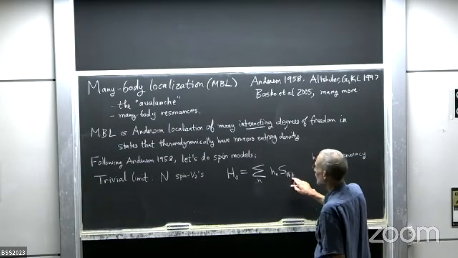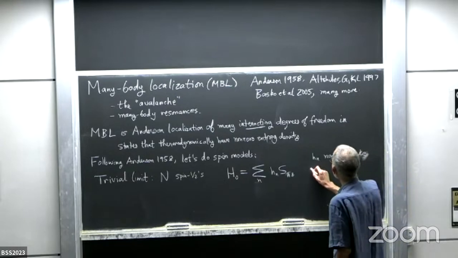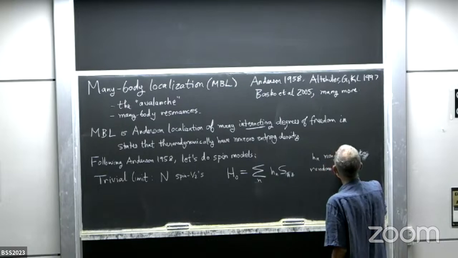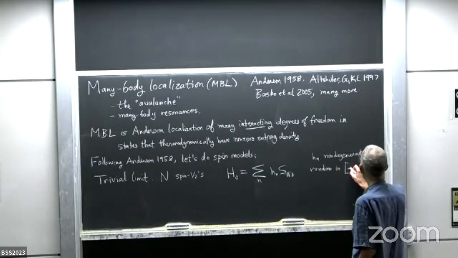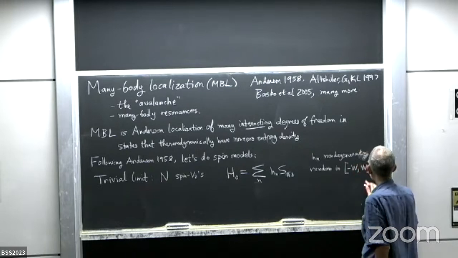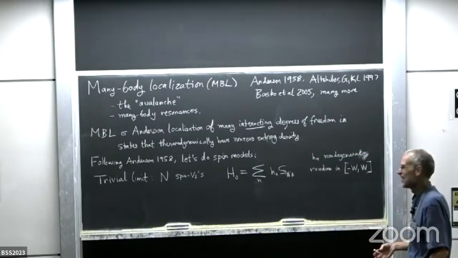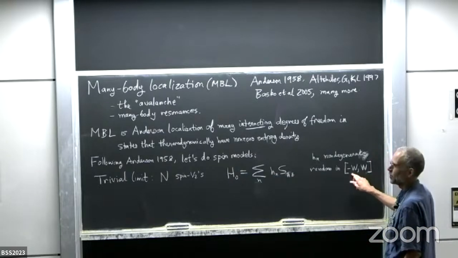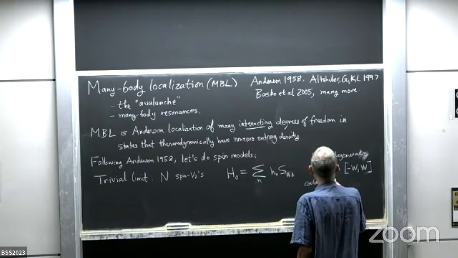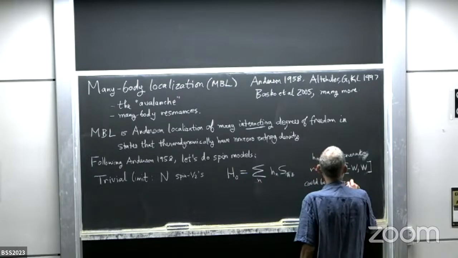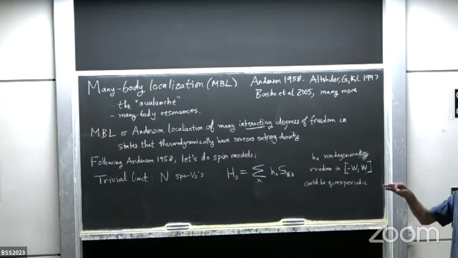Here n labels the spin and S^z is the z component of the spin. I want my h_n non-degenerate, so they could be random. What we're going to do most of the time is random. Traditionally it would have been Gaussian, but people started doing it with a square distribution. Once you have one model that a lot of people work on, everybody else works with the same model. It doesn't mean it's a good model. So we pick the field random uniformly between minus W and W, but it doesn't have to be random. It could be quasi-periodic, a deterministic pattern. What's important is the fields are all different.